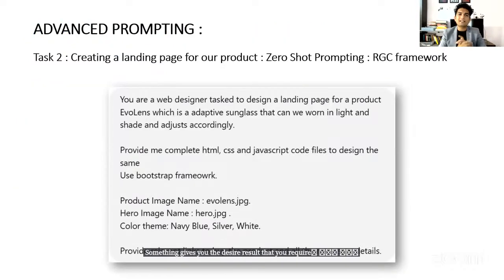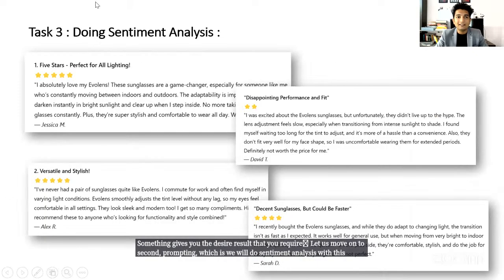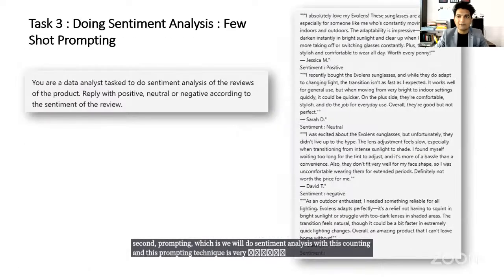Let's move on to the second prompting, where we will do sentiment analysis. And this prompting technique is very advanced, which is called few shot prompting, where we are giving examples to ChatGPT and it learns from the examples. And after learning it, it learns to do the certain task.